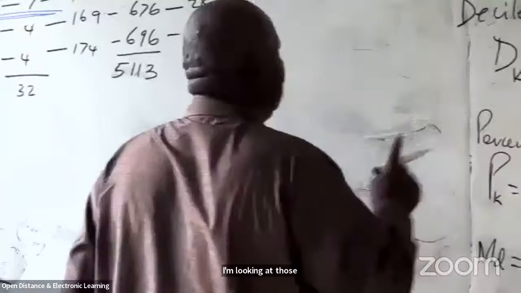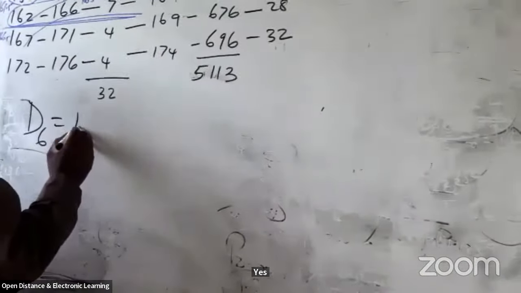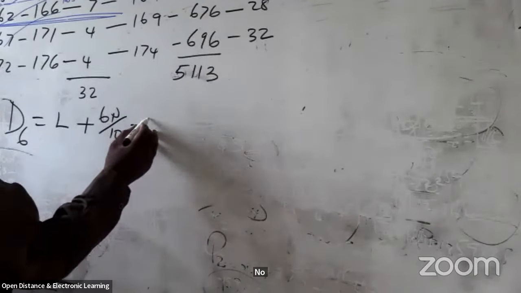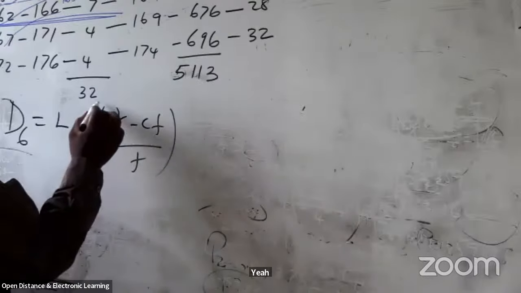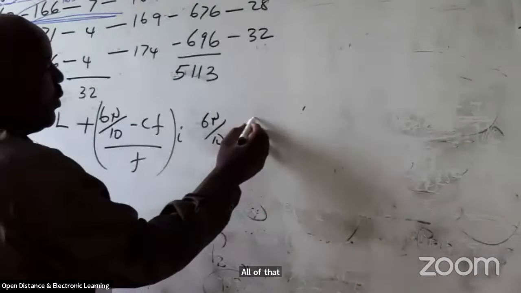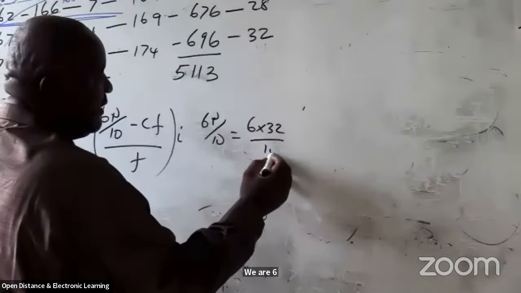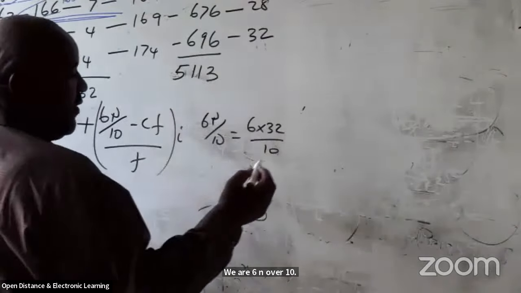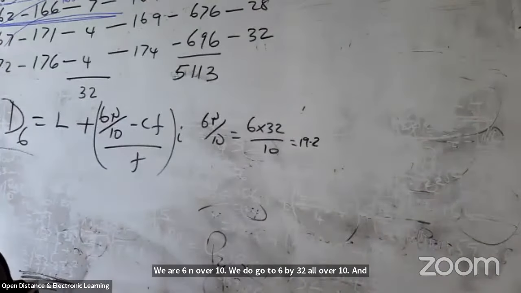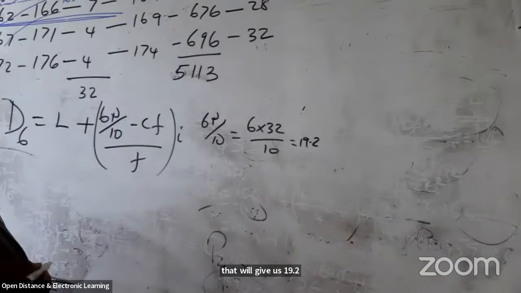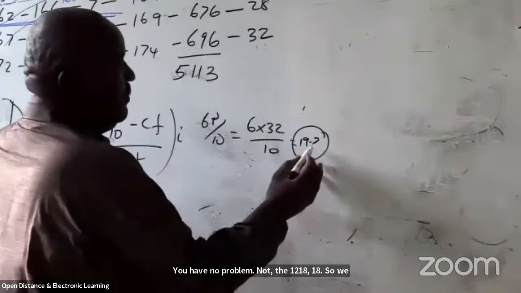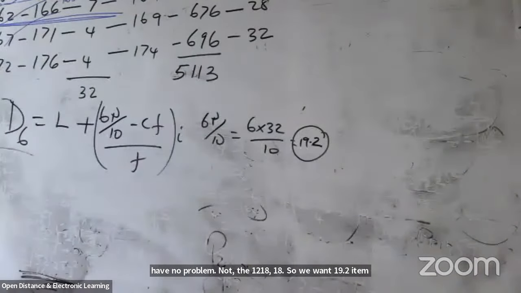So this will give us L plus 6n over 10 minus cf all over f multiplied by i, where 6n over 10 will be equal to 6 by 32 all over 10. And that will give us 19.2. So we want the 19.2 item.